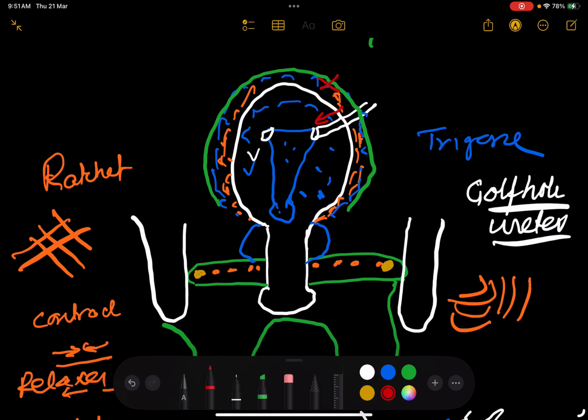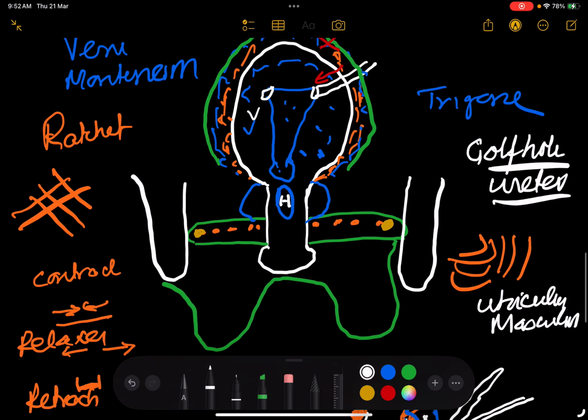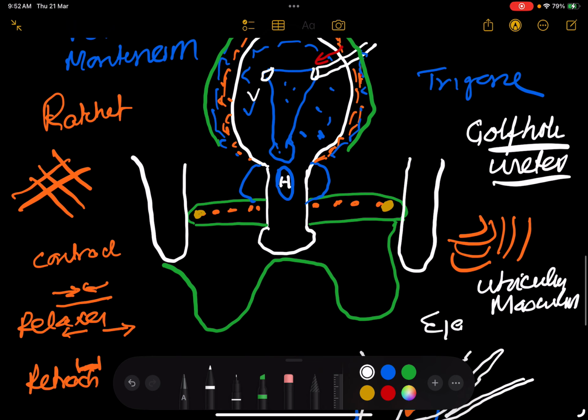Now we come to the prostatic urethra. There is a projection in the prostatic urethra called the verumontanum. And this projection has got an H type of opening, which is called the utriculus masculinus, and these H-shaped slits are for the ejaculatory ducts.